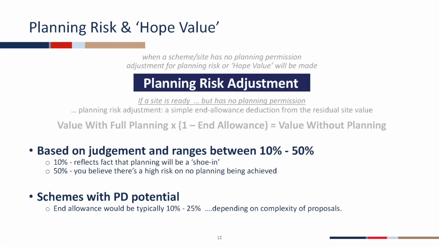Now, schemes with permitted development potential is a slightly different consideration. And again, these typically will have less adjustment than a speculative assessment of a planning permission. But there still should be some there, because permitted development rights are typically difficult to achieve on viable projects for a range of reasons.